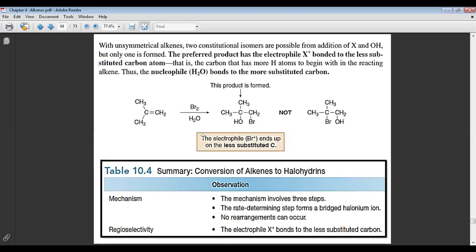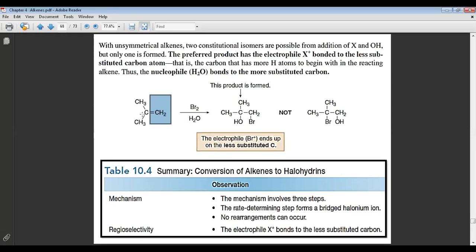And he said here, look, with an asymmetrical alkene, like this alkene, is it symmetrical or not? If we make this 2 parts, this side is not like this side, we have a difference here. Okay, now this is an asymmetrical alkene, that means 2 constituents are possible to form. You can say for yourself, the Br will come here and the OH here, or the reverse, the OH here and the Br here.